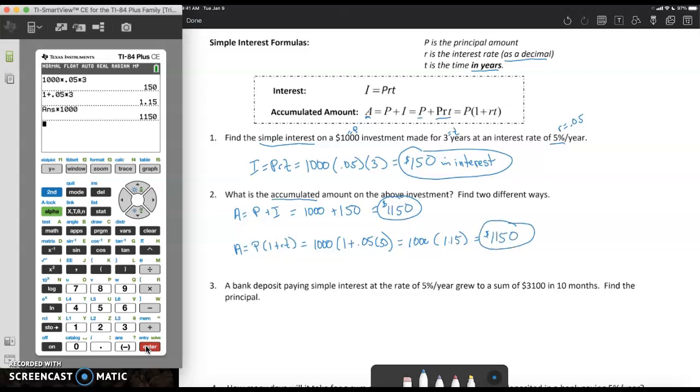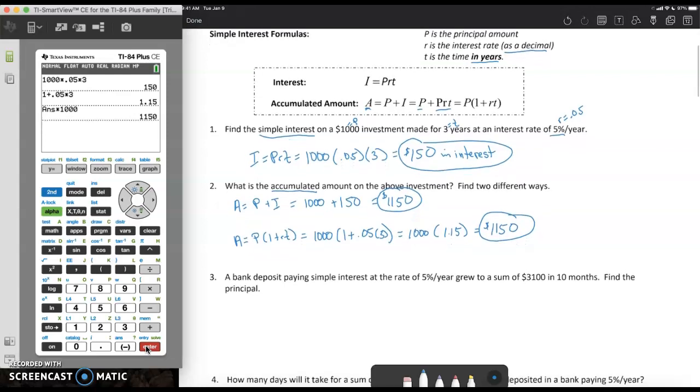So there are multiple ways to find this accumulated amount depending on what information you're given. If you already know the interest, then of course the P plus I is a nice one. If you don't know that, but you have the other values, you can still get there.